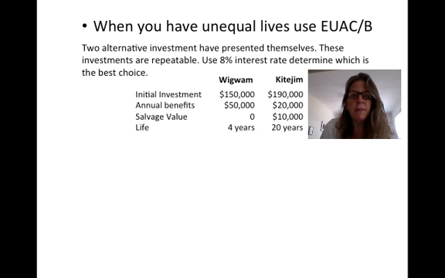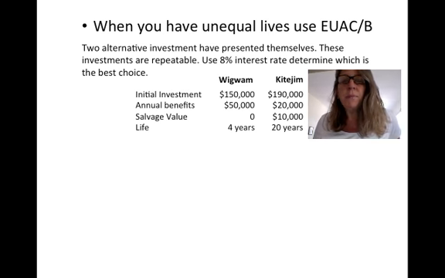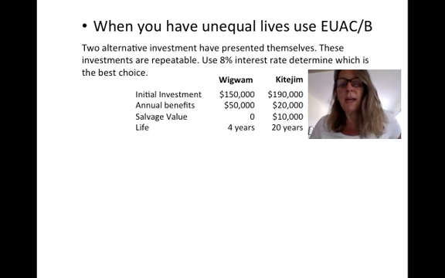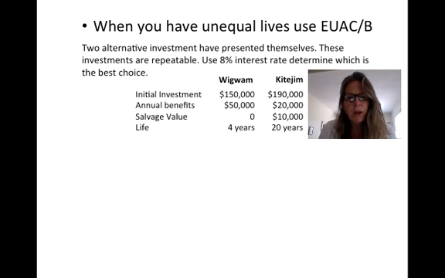So let's look at an example of that. 2 alternative investments have presented themselves. These investments are repeatable. Use an 8% interest rate to determine which is the best choice. Okay, so there's a Wigwam investment, which is $150,000, but the annual benefit is $50,000, no salvage value. It only lasts for 4 years. The kite gym, on the other hand, is $190,000. It's $20,000 annual benefit and $10,000 salvage value, but it lasts for 20 years. So you're wondering which is the better investment.